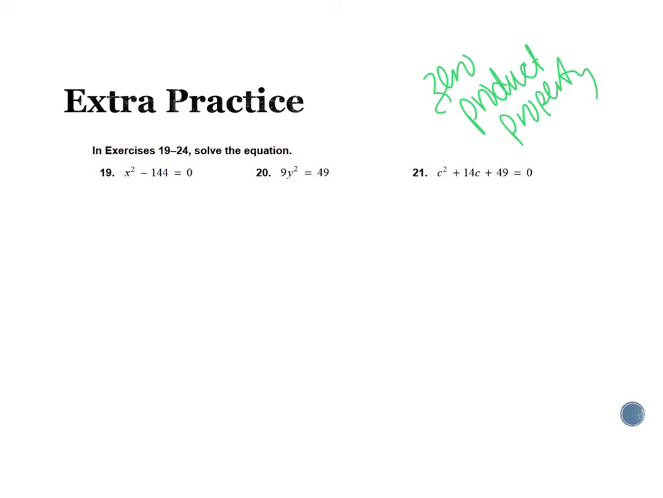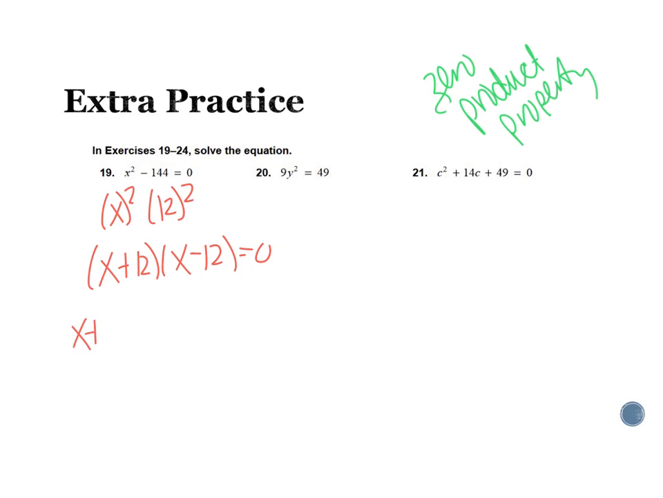So looking at the first one here, I happen to know this is a difference of two things that are squared because we have x that's being squared and we have 12 that's being squared, and it's a difference, so this is going to factor into x plus 12 and x minus 12 because remember they're conjugates because the middle term disappeared. Then you're going to set both factors equal to 0, and your answers are going to be negative 12 and positive 12.